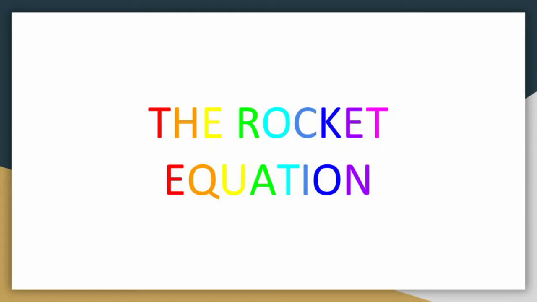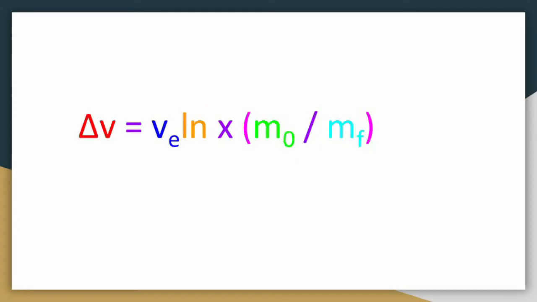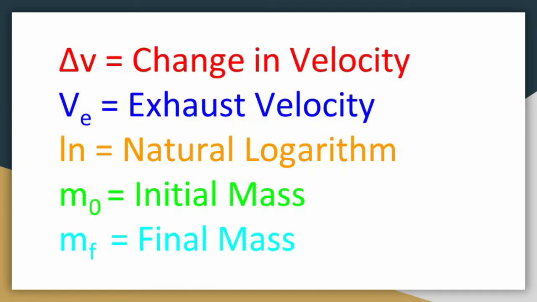This equation was the rocket equation. It goes something like this. Delta V equals V sub E ln of m sub 0 divided by m sub f. Let's break this down. Delta, or the triangle, means change. This comes up pretty often in physics, so I would keep that in mind.